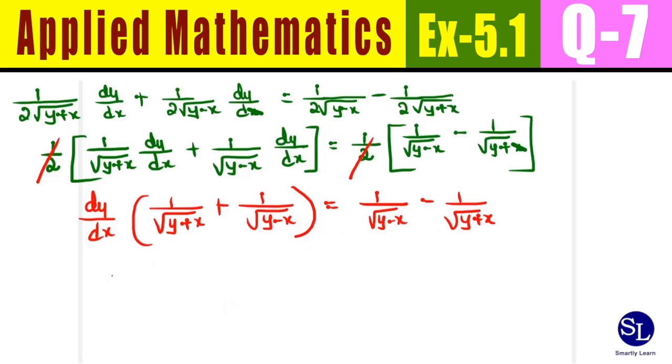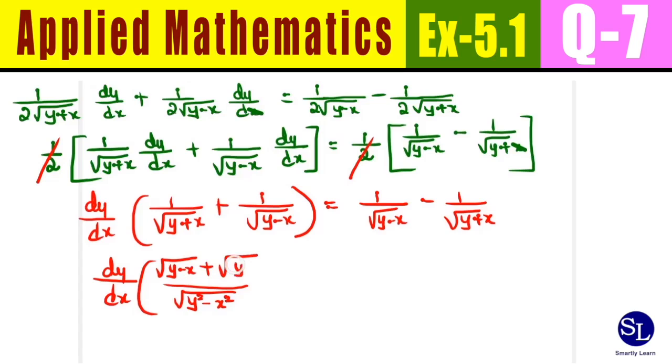So in this case, it is dy by dx, open brackets, LCM. In this case, it's just the product. So root of y plus x into root of y minus x can be written as root of y square minus x square, a plus b into a minus b sitting inside the root. Now for the numerator, it is root of y minus x plus root of y plus x. Let's do the LCM on the other side also. So this is again root of y square minus x square.